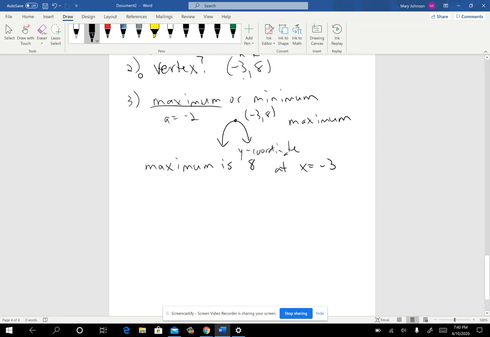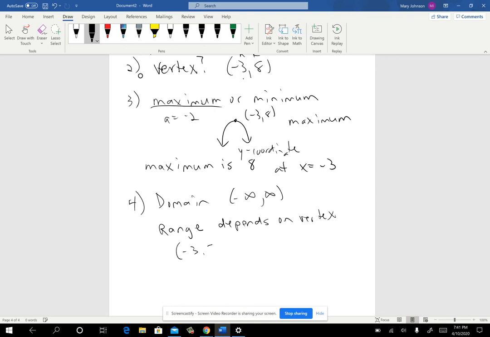One last thing you'll sometimes be asked is to come up with a domain and range. The domain, since it's a polynomial, a quadratic function, is going to be all real numbers. But when they ask you for range, that depends on the vertex, doesn't it? Because the vertex is the high or the low point. If you hadn't already found it, you would find the vertex and think, okay, this high point is right here. That's the highest it gets. So your range would be from -infinity to 8.